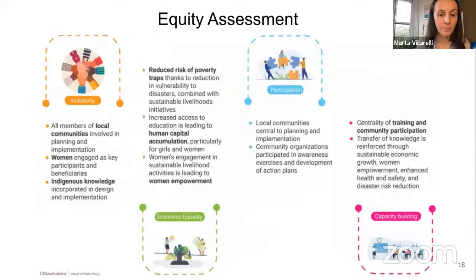Thank you. Next slide. And lastly, since understanding the presence of benefits doesn't tell us necessarily how they are distributed in the community, we performed an equity assessment. And this equity assessment is based on 4 pillars of analysis: inclusivity, economic equality, participation, and capacity building. And we found that in each one of the project sites, equity improved post-project because of enhancement in inclusivity or in economic equality, reduction in risk of poverty traps, enhanced participation, and increased capacity building.